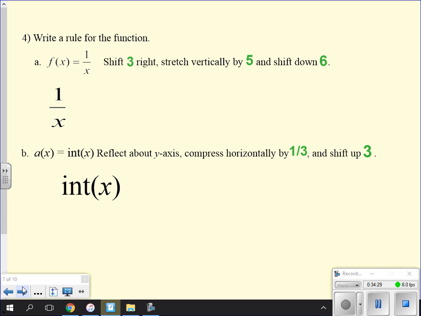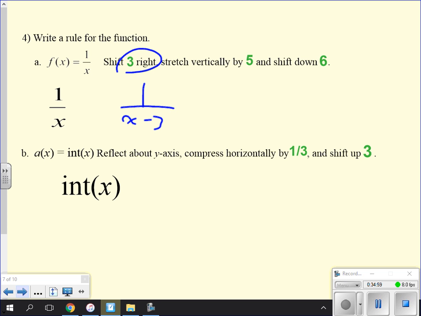To make it move 3 to the right, is that inside or outside the function? It's inside the function. Am I going to add 3 or subtract 3? I'm going to subtract because I'm going in the opposite direction. Going 3 to the right is where I'm going to positive 3. If it's inside the function, it's -3. So that means I'm going to have 1 over x minus 3. That gives us that right there.